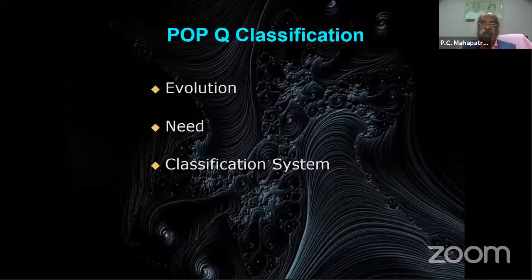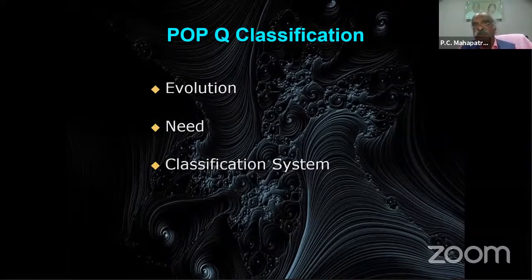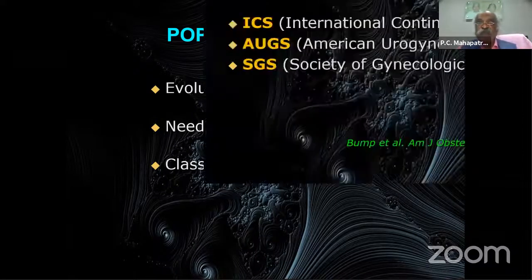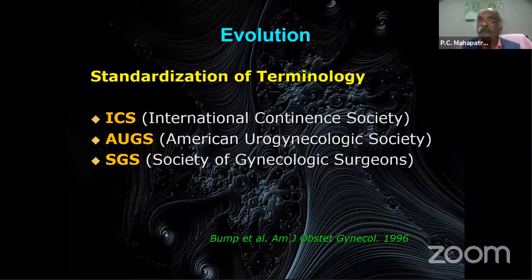These are the Baden-Walker. Now comes, because it lacks quantification and it doesn't have a site-specific lesion and it's limited to the apical descent, the POP-Q classification came into force. This is the genesis of POP-Q classification. There is a need for a classification system. But it is very confusing, and therefore I must devote some time to clarify some of these issues. Once you understand it, I think it's very easy. So this was the evolution.